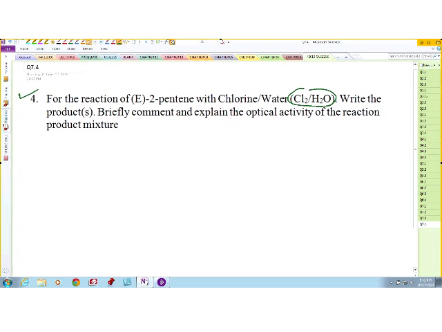Oh, very good. In other words, chlorine water adds chlorine and hydroxide across the carbon-carbon double bond in a trans addition fashion. In other words, the chlorine and the OH will be trans to each other in the molecule. Okay, so let us take a look at this. E2-pentene.